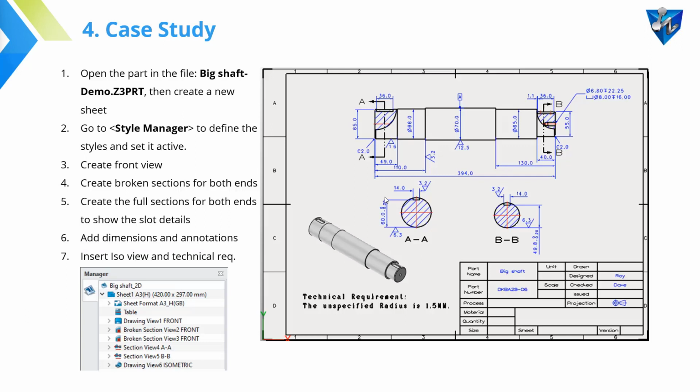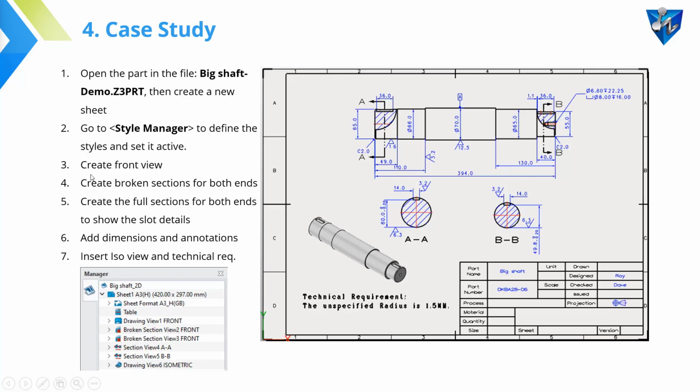So this is the case we're going to practice. Let's check the steps first. Firstly, we will open the practice part and then create a new sheet. Then we need to do the style setting from the style manager, or we can define it in the template. Actually, I already prepared the template. You just copy and specify the template.